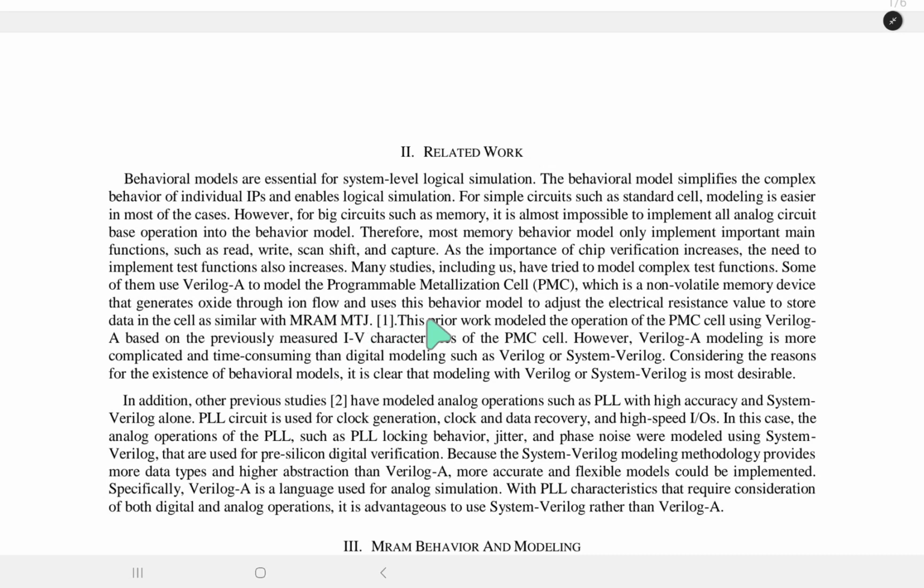These prior works modeled the operation of the PMC cell using Verilog-A based on the previously measured IV characteristics of the PMC cell. However, Verilog-A modeling is more complicated and time-consuming than digital modeling such as Verilog or System-Verilog. Considering the reasons for the existence of the behavior models, it is clear that modeling with Verilog or System-Verilog is most desirable.